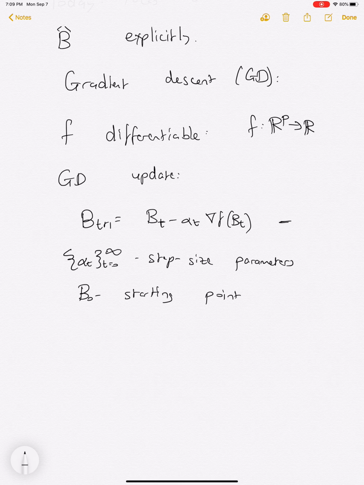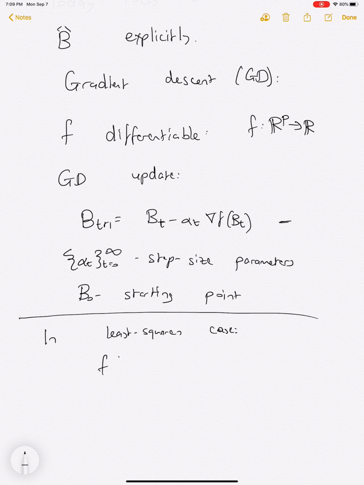So let's look at it in the least squares case and see what this boils down to. Here we have this quadratic objective.